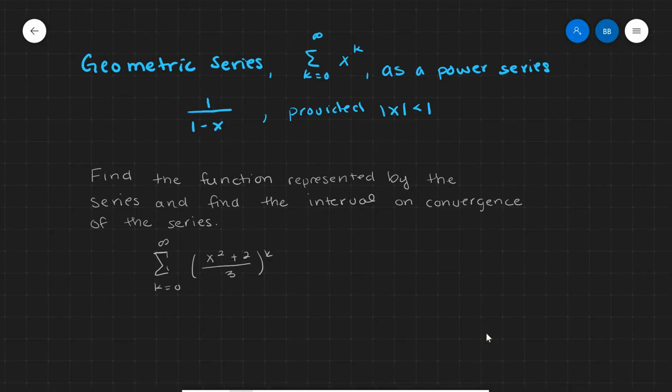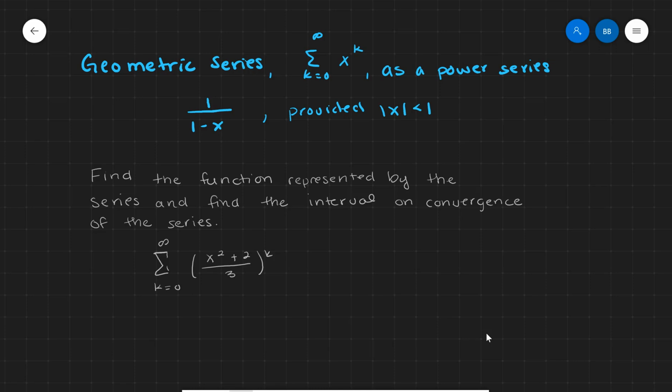We've talked a lot about the geometric series, talking about whether or not it converges and the interval and radius of convergence. Here we're going to start talking about the geometric series as a power series and apply it to be able to find functions that the series will converge to and to find the interval for which the function is defined.